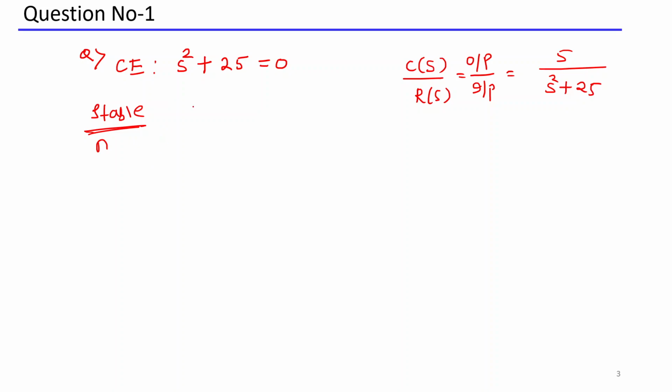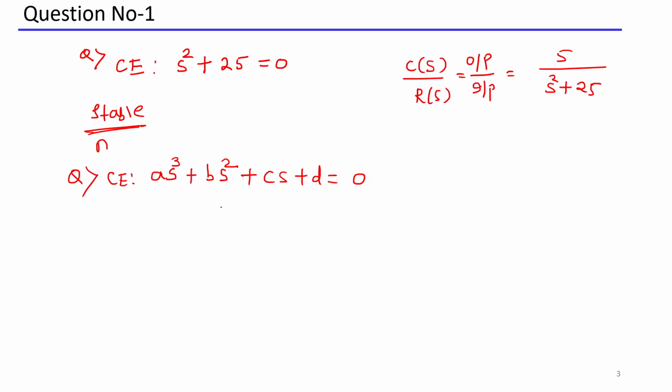Okay, don't give me any answer. Let me solve another question for you, a general question. I'm taking a third order system, whose characteristic equation is given by a s cube plus b s square plus c s plus d equal to 0. Okay, you have gone through the lectures, I hope.